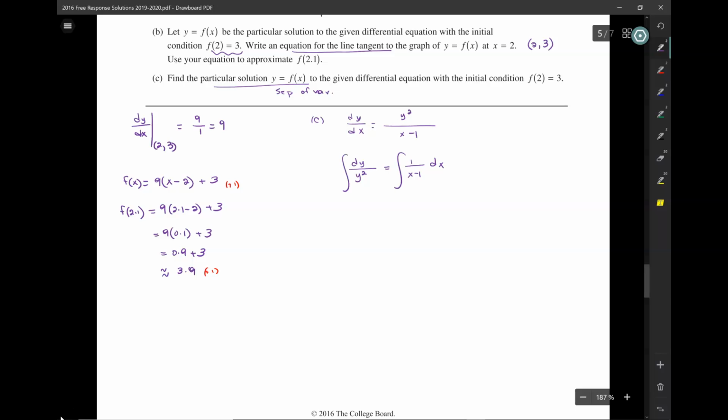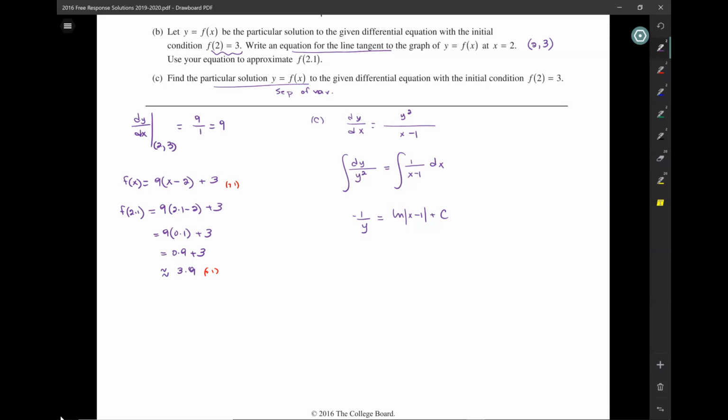Okay, you'll get a point for this one. Then antiderivatives. This is y to the minus 2, so it's going to be y to the minus 1, negative, so negative 1 over y, equal to ln of x minus 1 plus c. Let's put in our initial conditions.